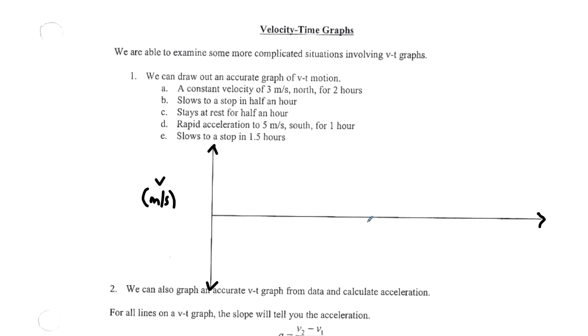Now, generally, I would do time in seconds, but just to keep it simple, I'm just going to stick with hours here because that's what everything is being told to me in. It'll just make it easier to draw. Okay, so I get as high as 5 meters per second for a velocity. So 5, and then I'm also going to go down into the negative region. Okay, and then I'm going to mark out hours.